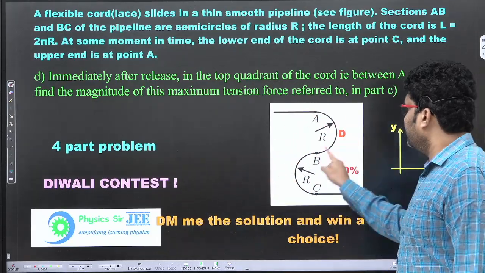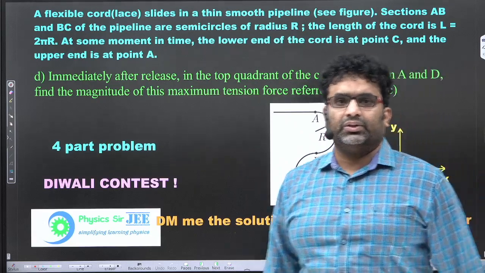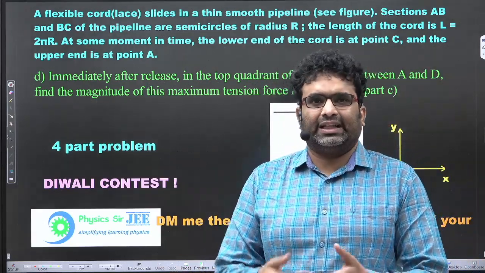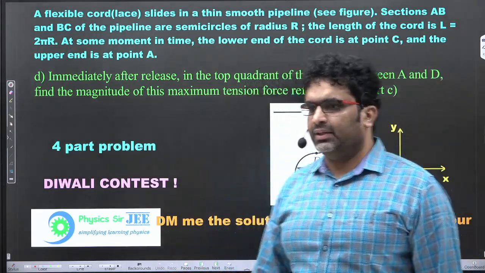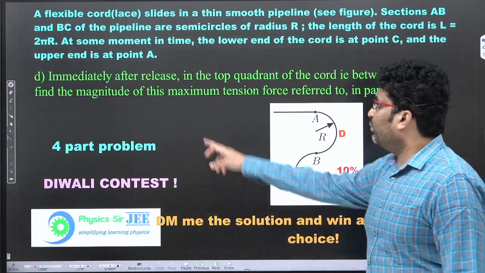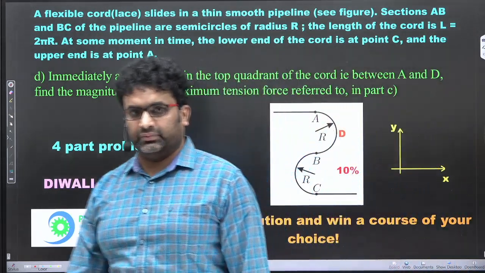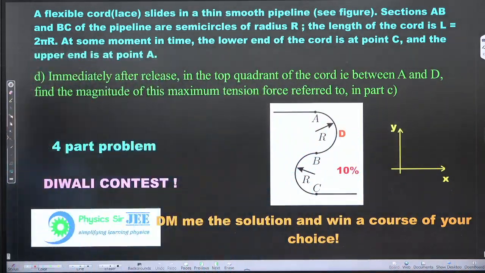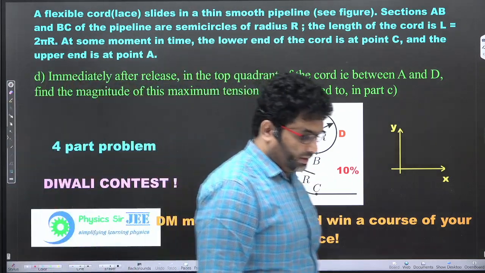Remember, the total mass of this thread was M. So if it's a tension force, we expect the answer to be in terms of mg, right? So in terms of that quantity, what is the magnitude of this maximum tension? Okay, right? So this carries a percentage of 10%.